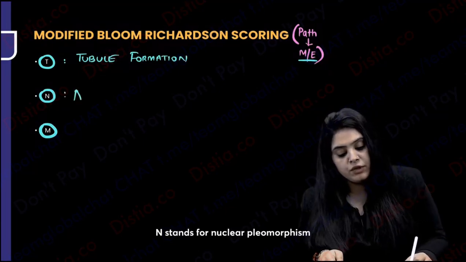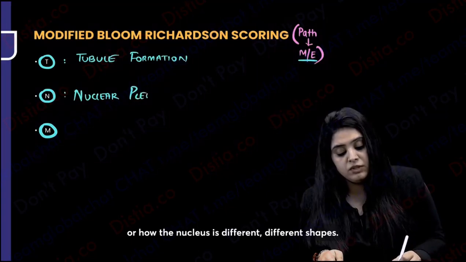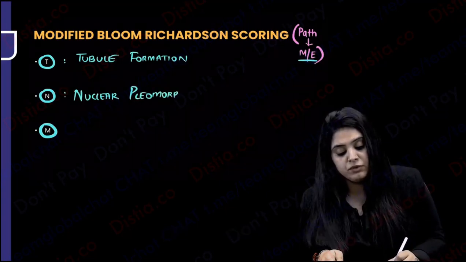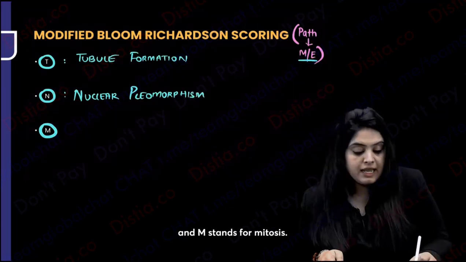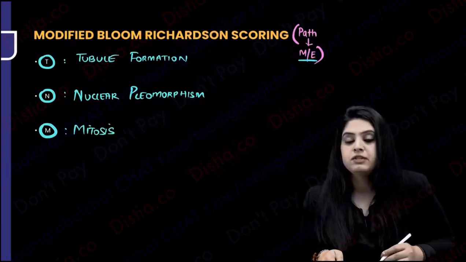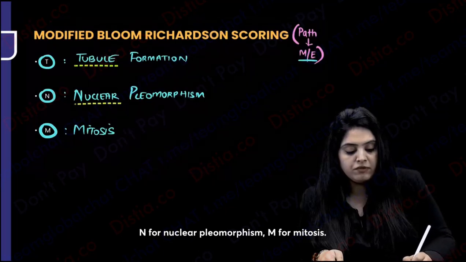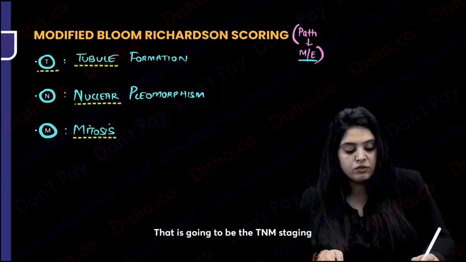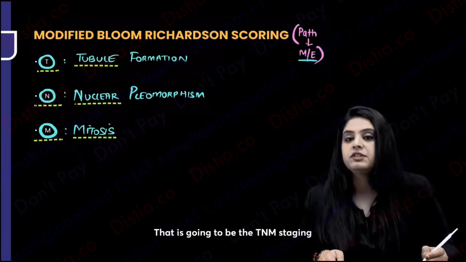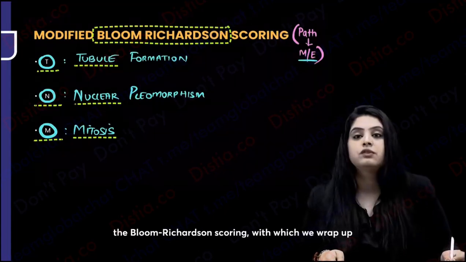N stands for nuclear pleomorphism, or how the nucleus is of different shapes. So nuclear pleomorphism. And M stands for mitosis. So repeating, T for tubule formation, N for nuclear pleomorphism, M for mitosis. That is going to be the TNM staging that you have for the BR scoring, the Bloom-Richardson scoring.